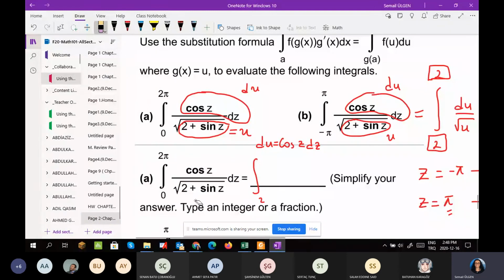Because u is this, inside the square root. So when you plug in 0, sine 0 is 0, this vanishes, and you get 2. And when it is 2 pi, sine 2 pi is 0, this vanishes, and 2 comes again. Then this is du over square root of u. So this is going to give you 0, because the integral from a to a of f of u du is 0. So we got that.